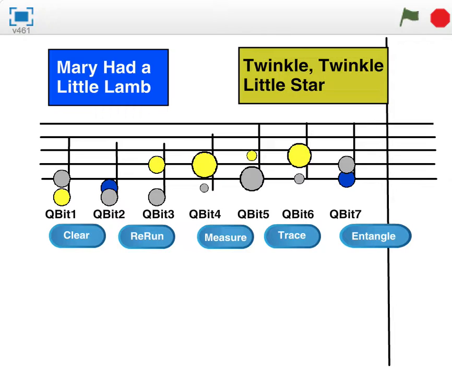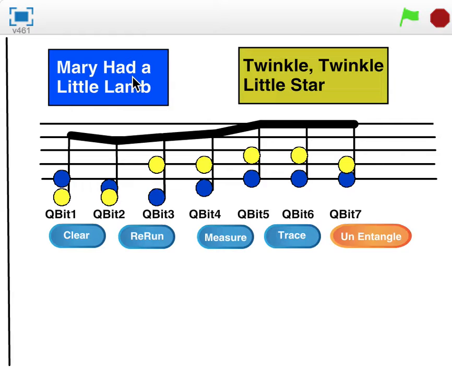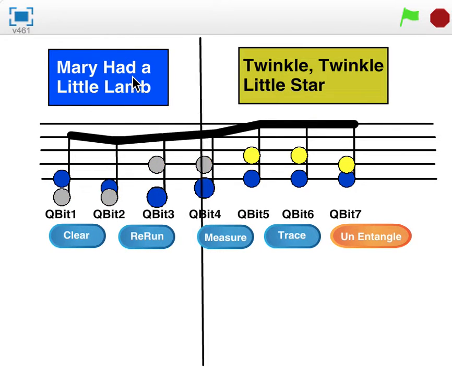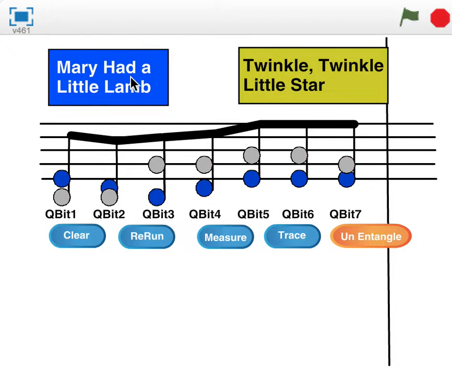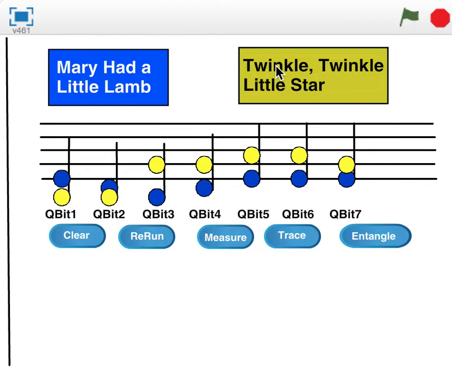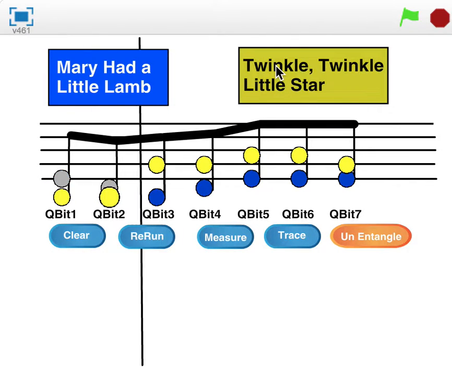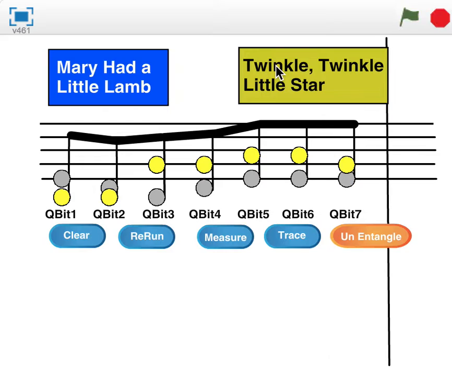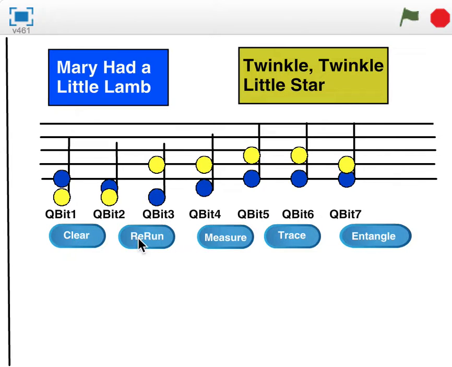For example, if all ones are outputted, then it plays all blue notes. Mary Had a Little Lamb. If all zeros are outputted, then it plays all yellow notes. Twinkle, Twinkle, Little Star. If a combination of ones and zeros are outputted, then some notes from each song are played in the order corresponding with the ones and zeros.